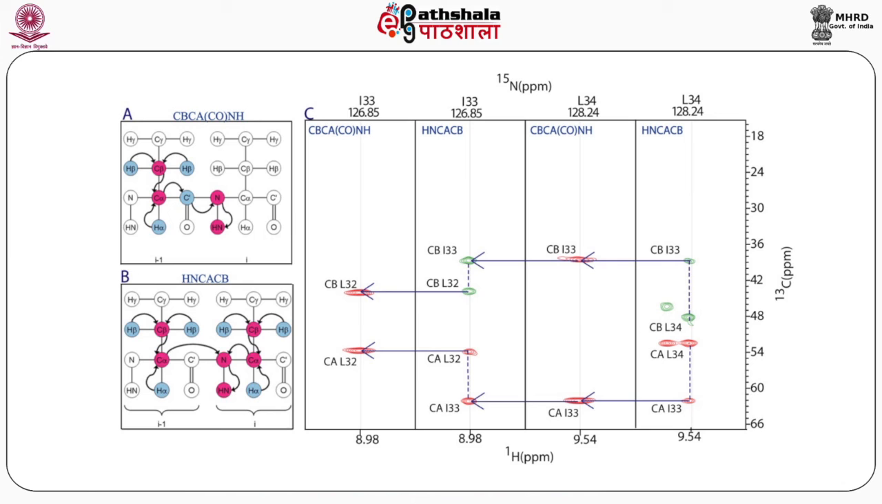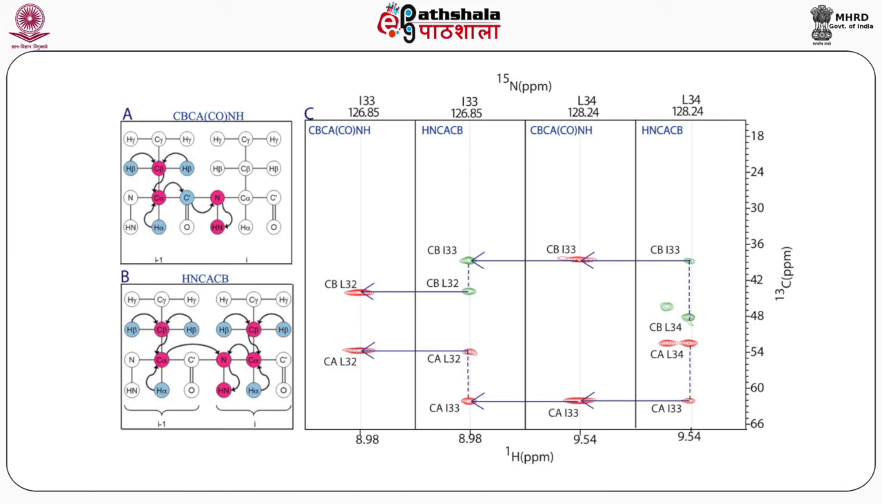The stronger peak is the lowest and is labeled as CA I33. On top of that you have CA of L32, which is preceding I33, and then you again see 2 peaks in green. The stronger one is the C beta of I33 and the weaker one is C beta of the preceding residue, which is L32.